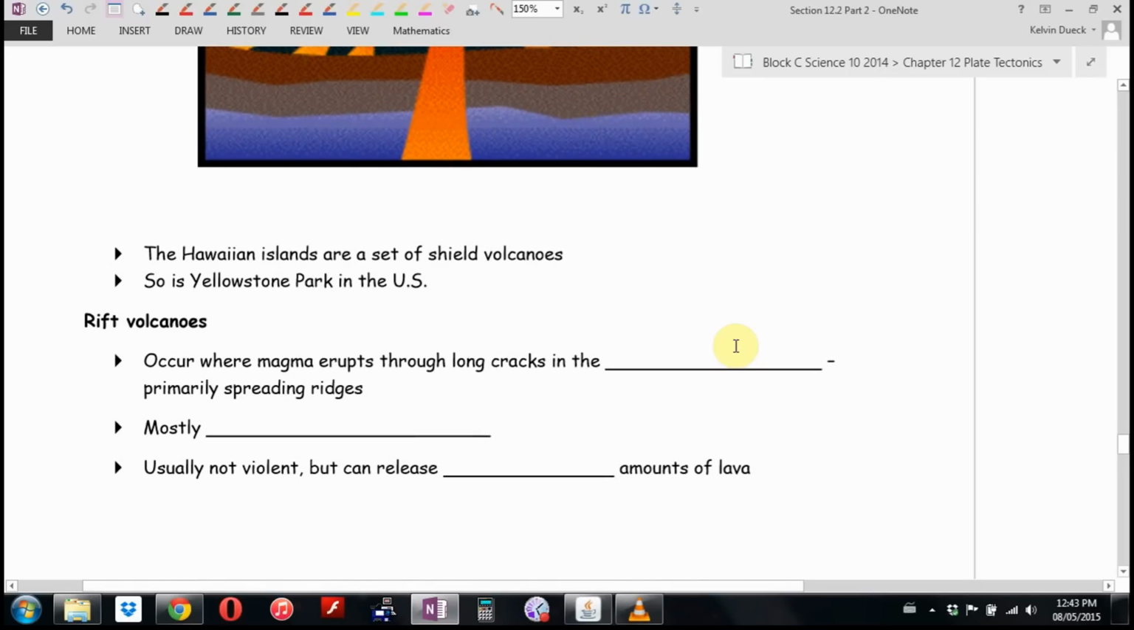Then there are rift volcanoes. These occur where magma erupts through long cracks in the lithosphere. Primarily spreading ridges. The Mid-Atlantic Ridge, Allison, where I told you that the Atlantic is being pushed apart, you have lots of underwater rift volcanoes there. So mostly underwater, because most of the spreading rifts are underwater. Usually they're not violent, but they can release huge amounts of lava.